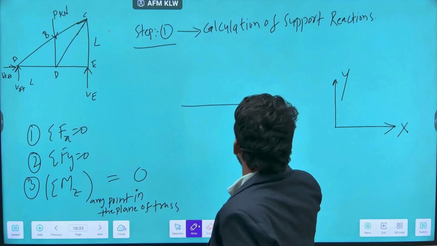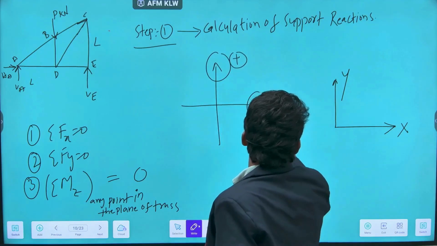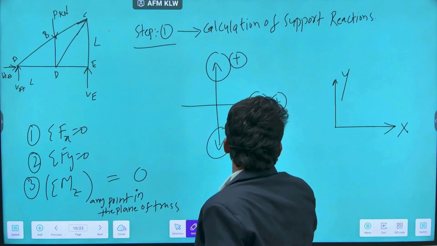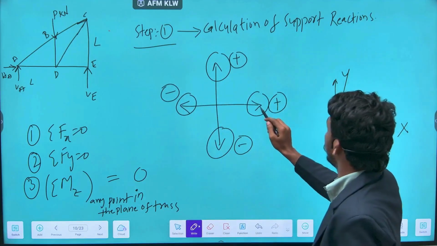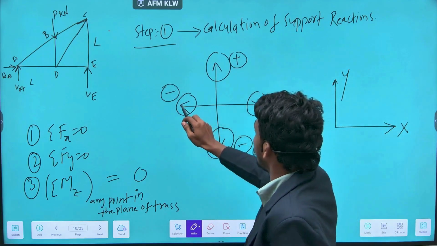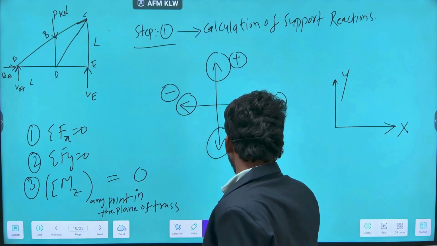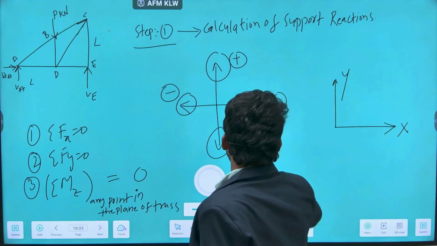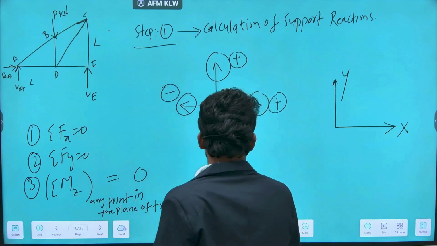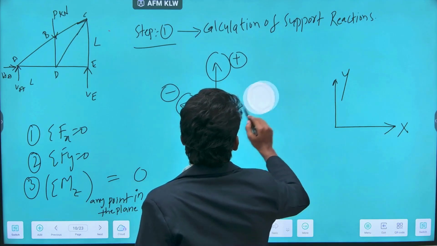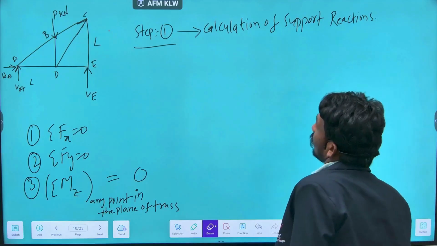Simply, diagrammatically, the forces acting upwards are positive, the forces acting rightwards are positive, the forces acting downwards are negative, and the forces acting leftwards are negative. So positive x direction is positive, positive y direction is positive, negative x direction is negative, and negative y direction is negative. In short, we can remember it as upward and rightward forces are positive, and leftward and downward forces are negative.